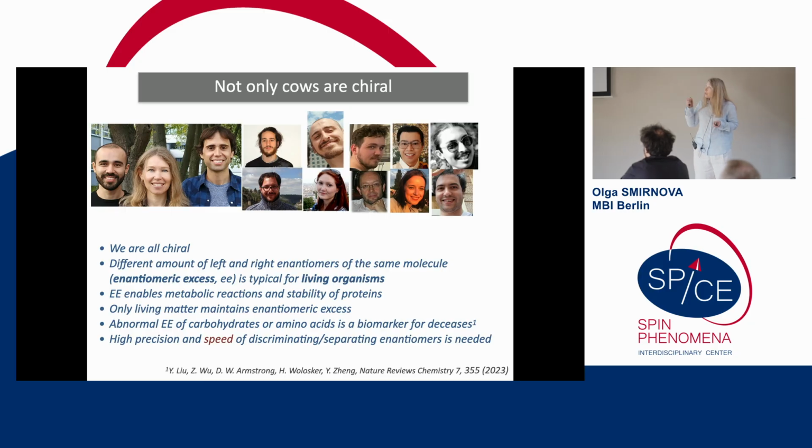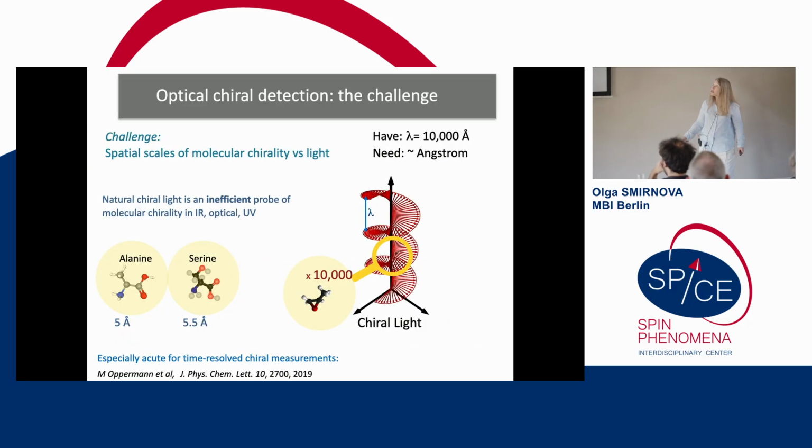However, to detect these biomarkers, you need a combination of high precision and speed. And optical methods come to the fore because light is the fastest agent to interact with matter, and it's, of course, faster than chemical methods. But unfortunately, the precision of standard optical methods is not sufficient. So what is the problem?